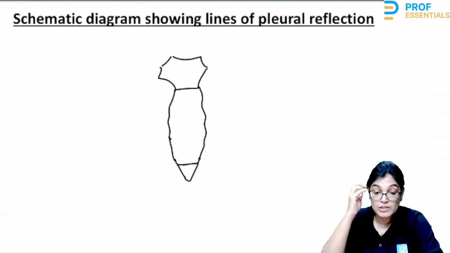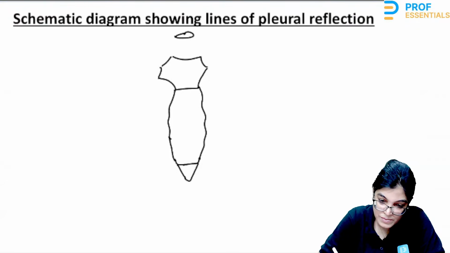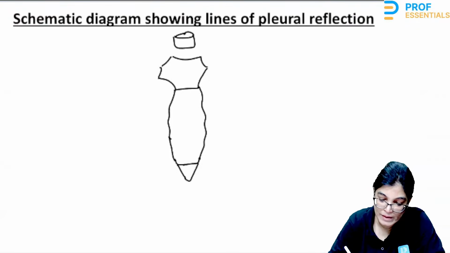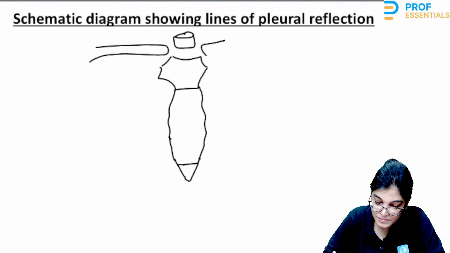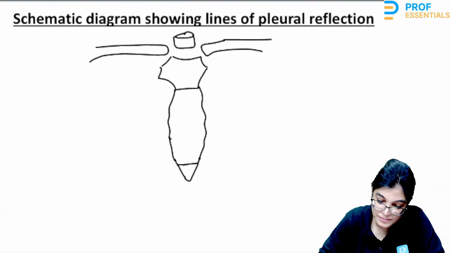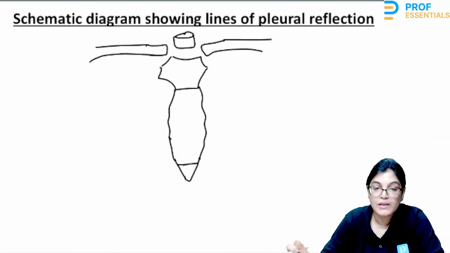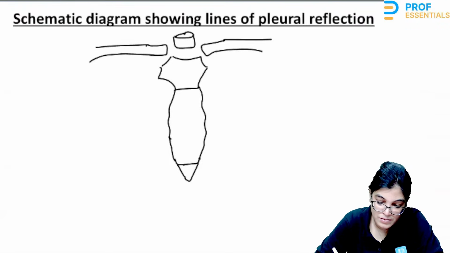This is the sternum which I have made. This is the vertebra which I will make. Here somewhere I will make the clavicle. This is the clavicle I have made, and then we will make the ribs.